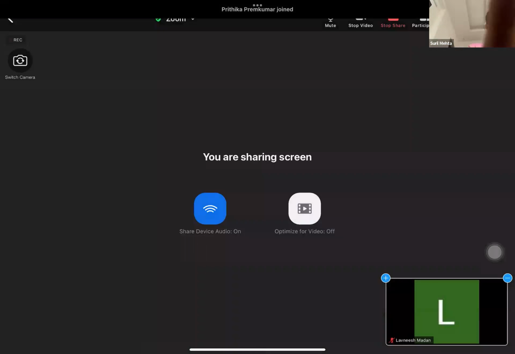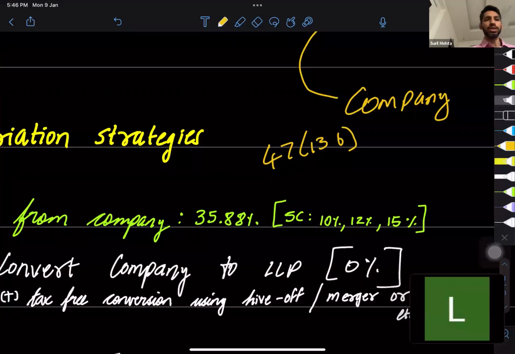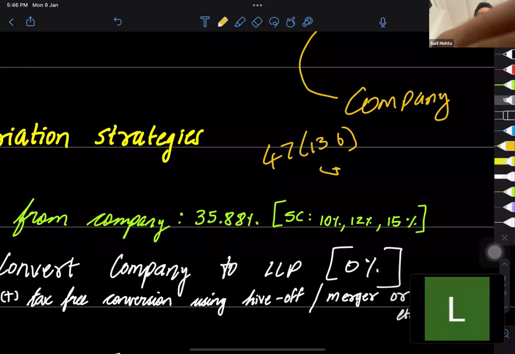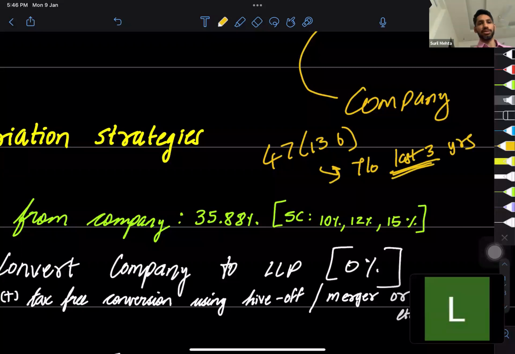Okay, so it's not an easy question. So the answer is that 47(13)(b) says turnover for the last 3 years, right? So the key criterion is the last 3 years. It's not the current year.